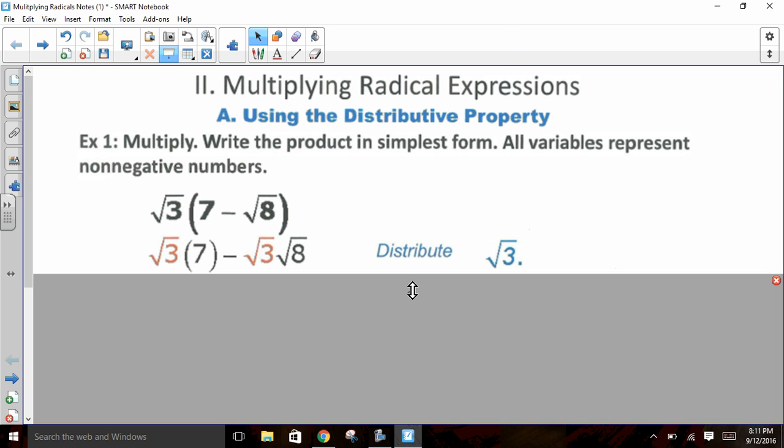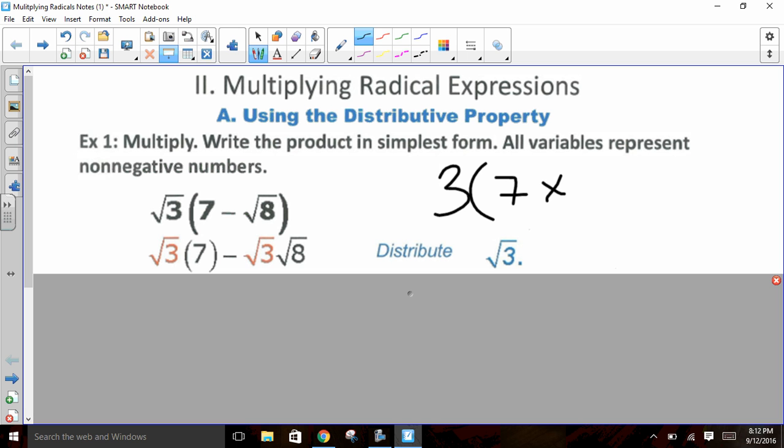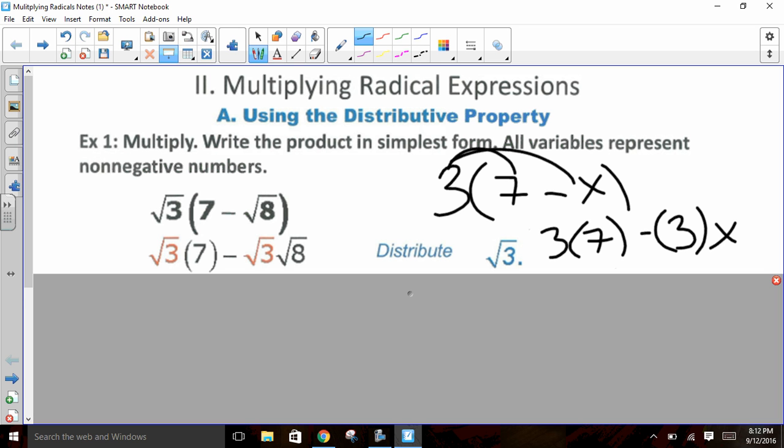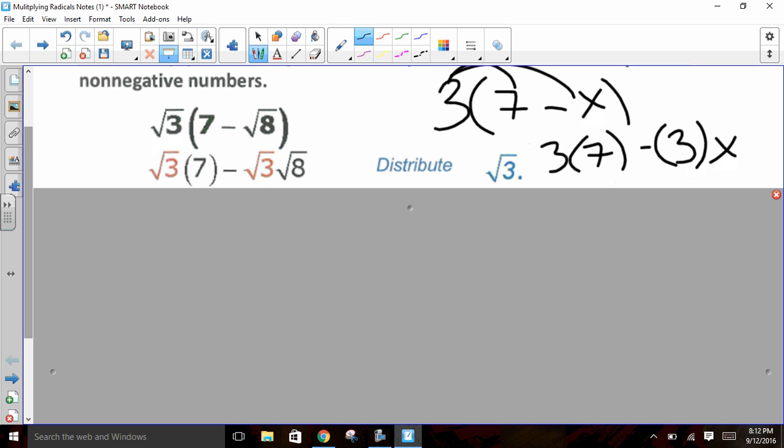Just as if I were using 3 times 7 minus, oops, that's supposed to be minus 9. My fingers are getting ahead of my head. The same thing as if I was saying 3 times 7 minus x. I distribute that 3 to everything. I'm going to use that as my example here to follow along with.